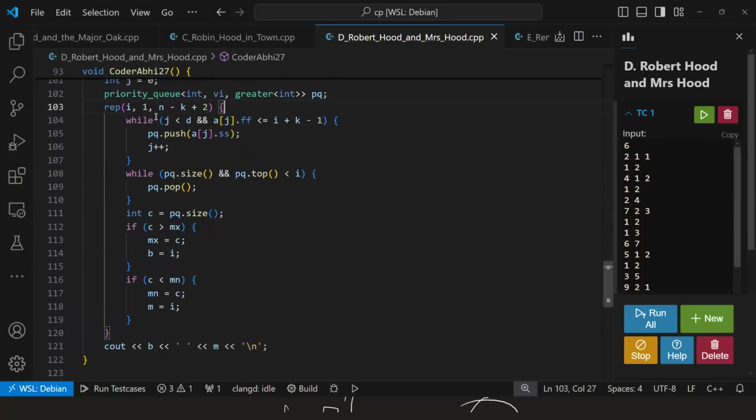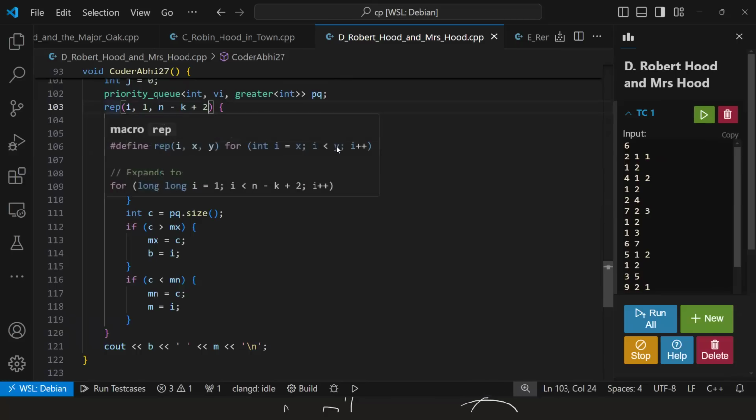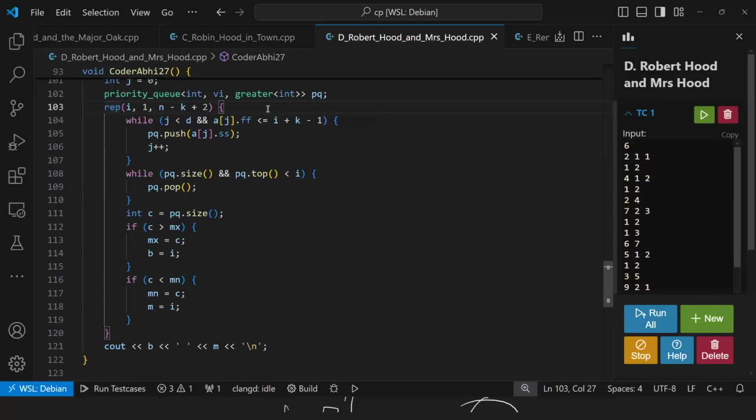Now I am running a loop from i equal to 1 to n minus k plus 2. Okay, so day number 1 to the last starting day I can go is n minus k plus 1. Okay, it is less than n minus k plus 2, so it is equal to n minus k plus 1. So if I'm starting with n minus k plus 1, my final range would be up till n.